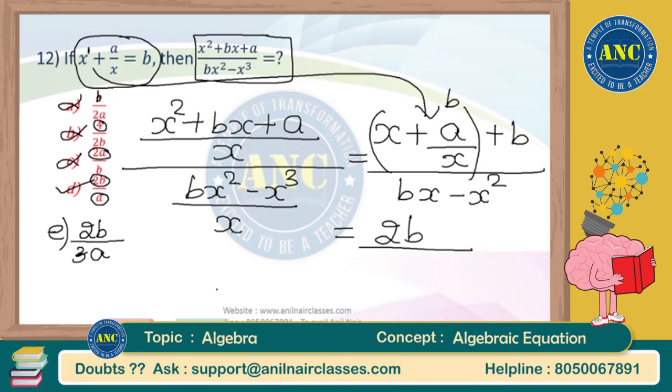That is the reason I am repeatedly saying your answer options are the biggest clue. Suppose after solving till here, if you do not see the answer options, you will keep on finding what is bx minus x square by taking the LCM of all these things. But it is not required. Only one option is present where the numerator is 2b. Mark it and move ahead for the next question here.